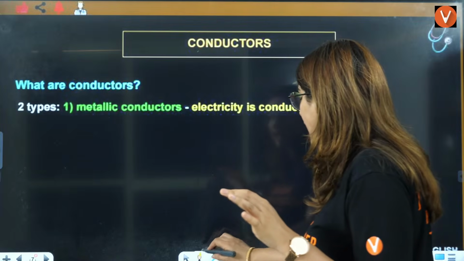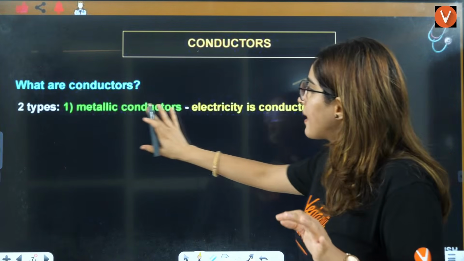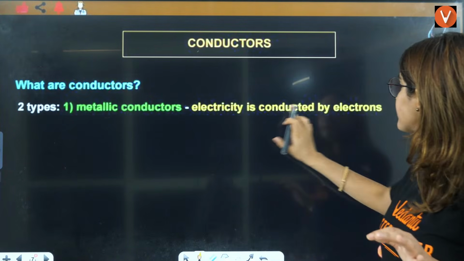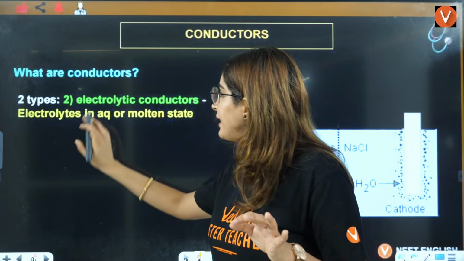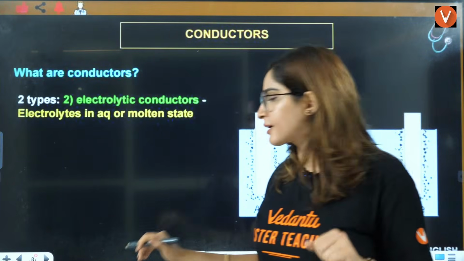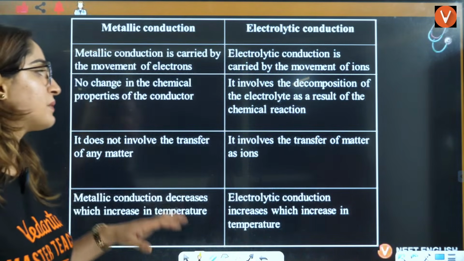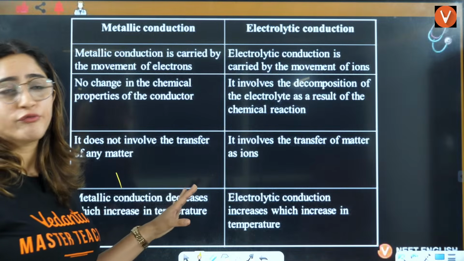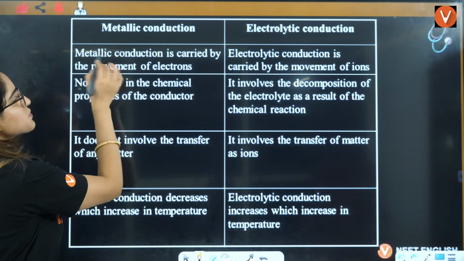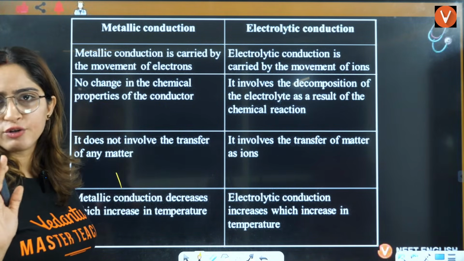Now in metallic conductors, electricity is conducted by electrons, and in electrolytic conductors, electricity is conducted by ions, right? Now let's talk about the difference here. The difference is very important for you, right? So first, a metallic conductor carries electrons, right?